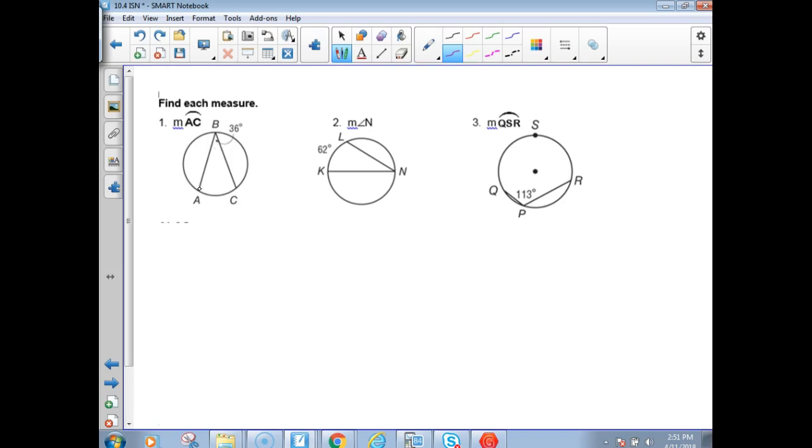We've got 36 degrees for angle ABC. We want to know the measure of arc AC. Since that's 36, our arc is 2 times 36. So the measure of arc AC is going to be 72 degrees. And number 2, the arc measure K to L is 62. So how big is angle N? The measure of angle N would be 62 divided by 2, which is 31 degrees.